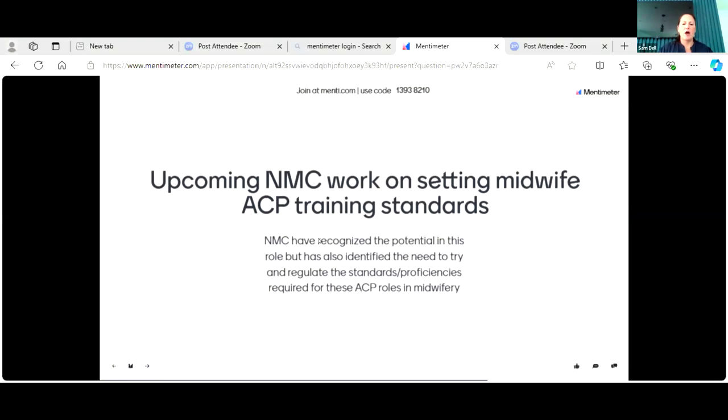So that's the upcoming work, which is exciting, because I really feel that the ACP role has been recognised on a national level as a really good format of care, but we need that regulation, and this is going to be the next step to hopefully formalise this role and push us forward, with the support of trusts, knowing that there's good regulation behind the development of the role, which is really good.